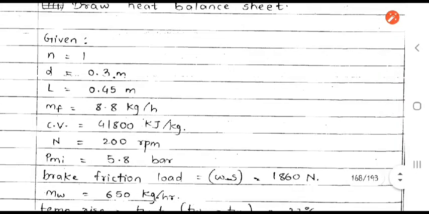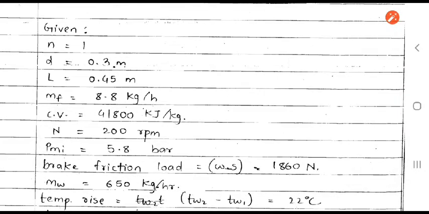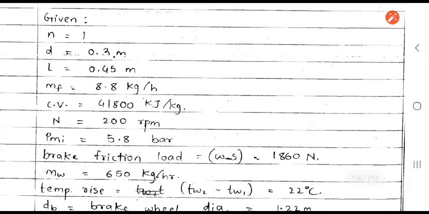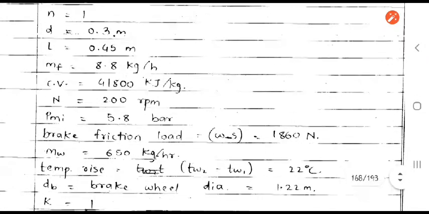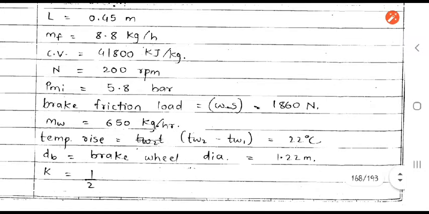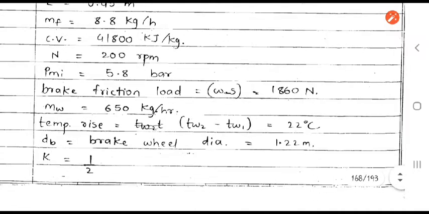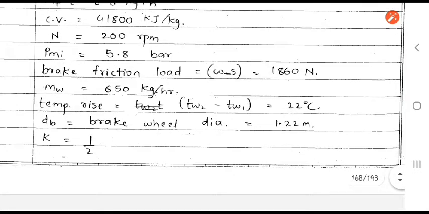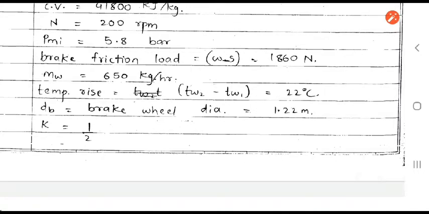So in the given data, the number of cylinders is given, that is for single cylinder it is equal to 1, the diameter of cylinder is 0.3 meter, that is small d, stroke length is 0.45 meter, mass of fuel is 8.8 kg per hour, then calorific value is 41800 kilojoule per kg, n is equal to 200 rpm, mean indicated pressure is 5.8 bar. The brake friction load is directly given over here, that is 1860 Newton. In the last problem we considered W1 minus W2, but here there is no need to consider that, we can directly consider 1860 Newton.